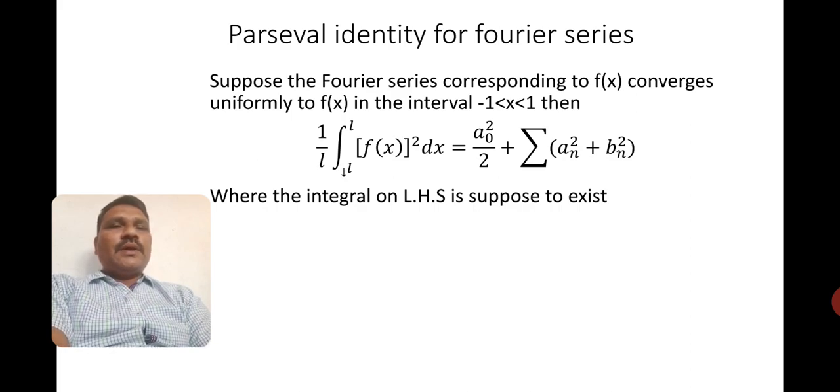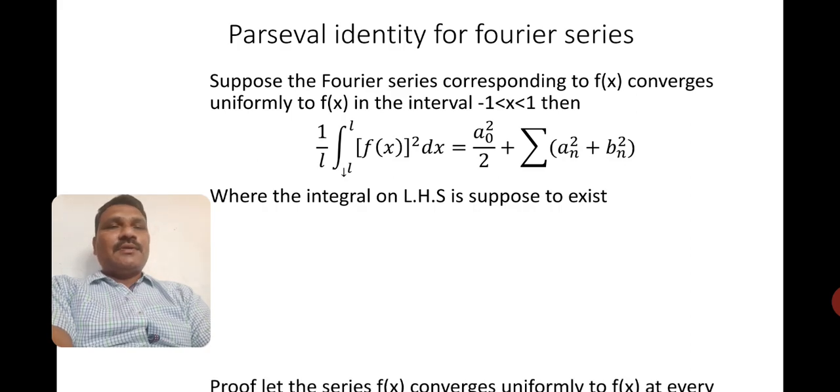Suppose the Fourier series corresponding to f of x converges uniformly to f of x in the interval minus L less than x less than L. Then 1 by L integral minus L to plus L f of x whole square dx is equal to a naught square divided by 2 plus summation an square plus bn square, where the integral on the left-hand side is supposed to exist.